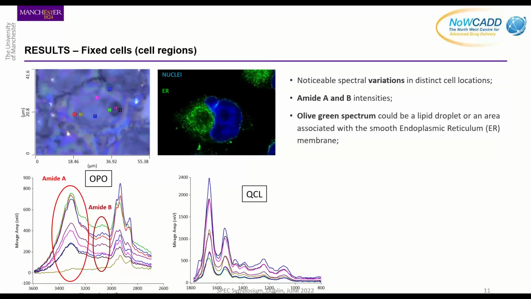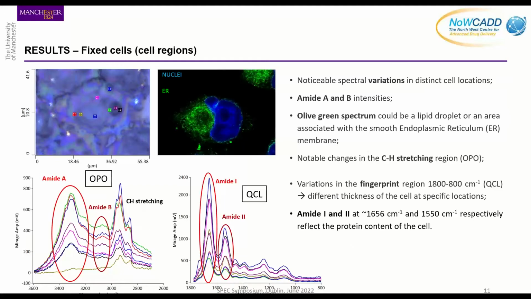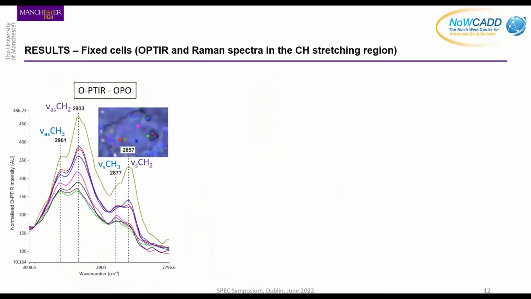Noticeable variations in the amide A and B. Let's say the olive green spectrum, it might be a lipid droplet, we're not sure. Variations in amide 1, amide 2, and we've got variations in the fingerprint region. So you can see that we're seeing differences on length scales of fractions of microns.